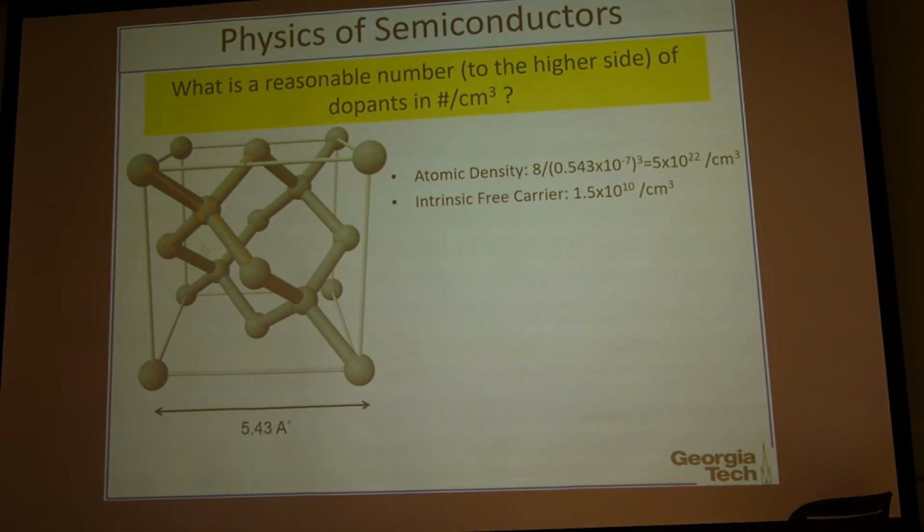So, what is the reasonable number of dopants? Let's say, what is the concentration of doping into the silicon? What is the reasonable number? Here we have those two numbers. We have derived that before. The atomic density is 5 times 10 to the power 22. And we know that the intrinsic free carrier density at room temperature, this number depends on the temperature, is 1.5 times 10 to the power 10 at room temperature.